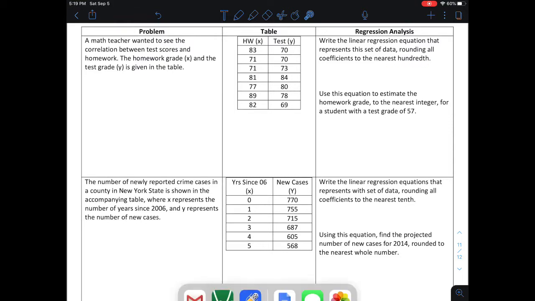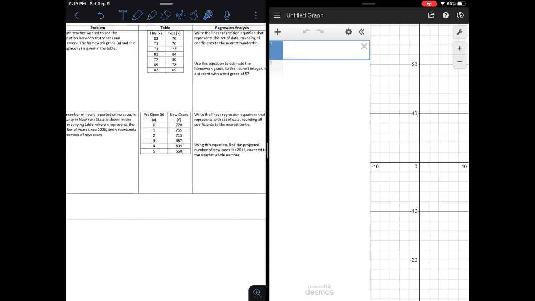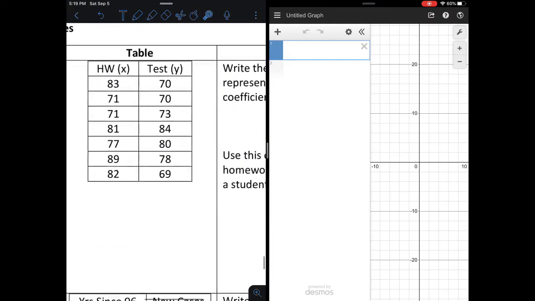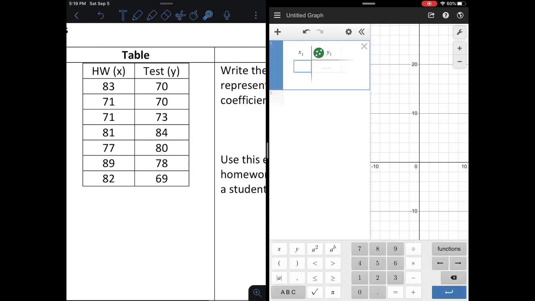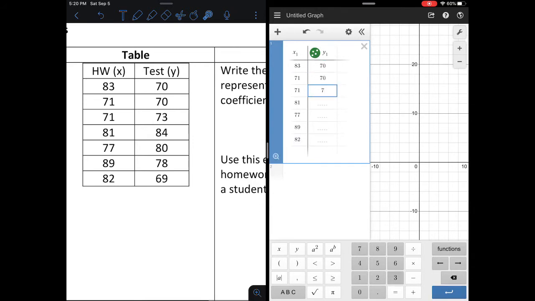So I'm going to open up Desmos. It'll look a little bit different on your computer, but in terms of how you would get there, you go to desmos.com. What we're going to do is create a table. To make a table, you touch the plus sign and then table. It pre-makes an x column and a y column, and we're going to type all these numbers in. So I got 83. Okay, so everything is typed into the table.